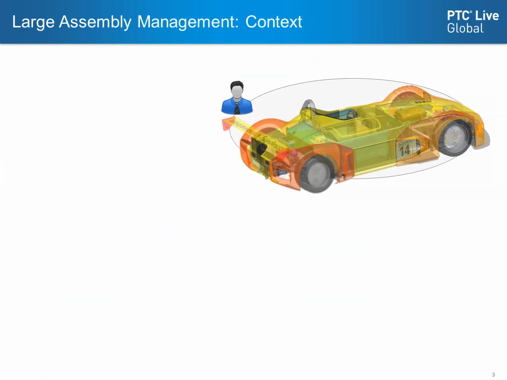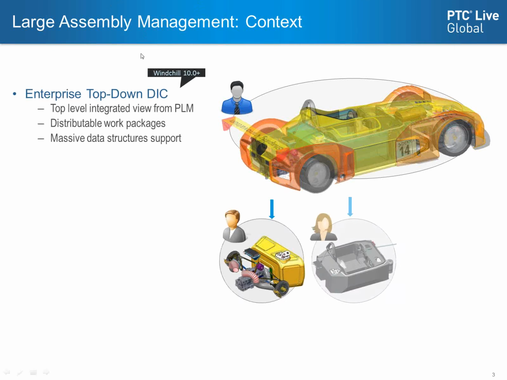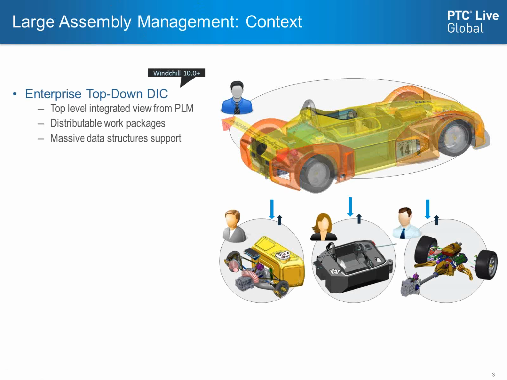When we are talking about large assembly management, when you have a very large data set in hand and you want to access it or make any changes to the design, there are three main tools in PTC Creo that we offer today. And they address different types of capabilities and different case scenarios. So the first case scenario is what we call the enterprise top-down design context.